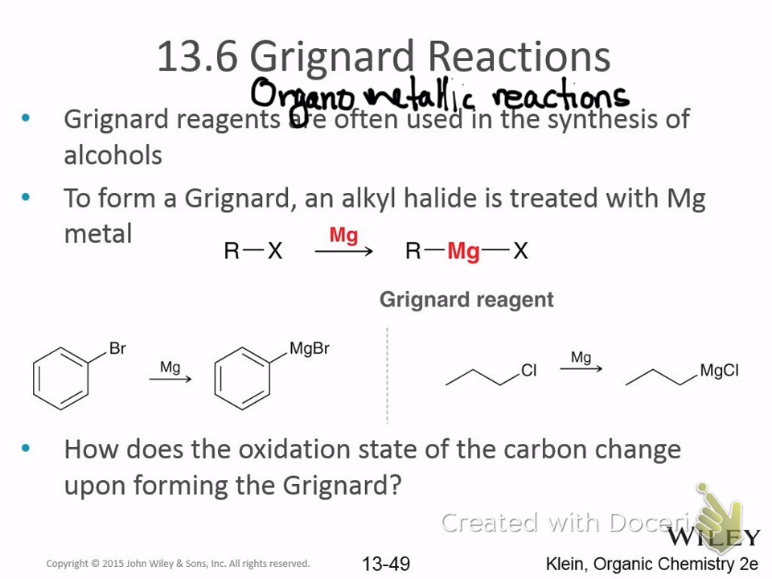Organometallic reactions. Probably the most well-known of these is the Grignard reaction. Although before the Grignard reaction, they actually did what are called organozinc reactions. And if you look into next week's lab, that's what we're doing. We're doing organozinc reactions. They were the first ones to be discovered and used, but very quickly they found out that Grignard was a lot easier to work with.